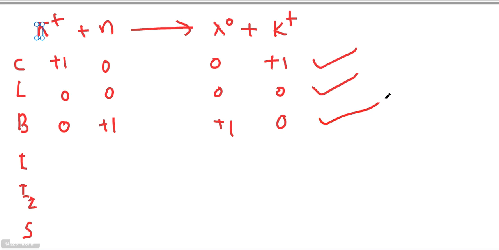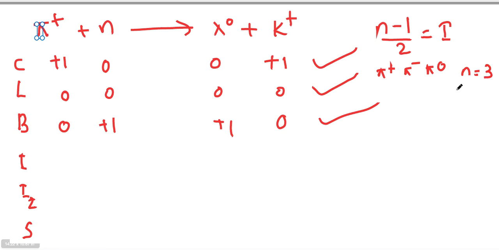Now let us take I. So how will we calculate I? n minus 1 by 2 equal to I, where n is the number of members in the multiplet. So we know that for pi, there are pi plus, pi minus and pi 0. Therefore n is equal to 3. Therefore I is equal to 3 minus 1 by 2 equal to what? I think everyone got it. So this is 1.